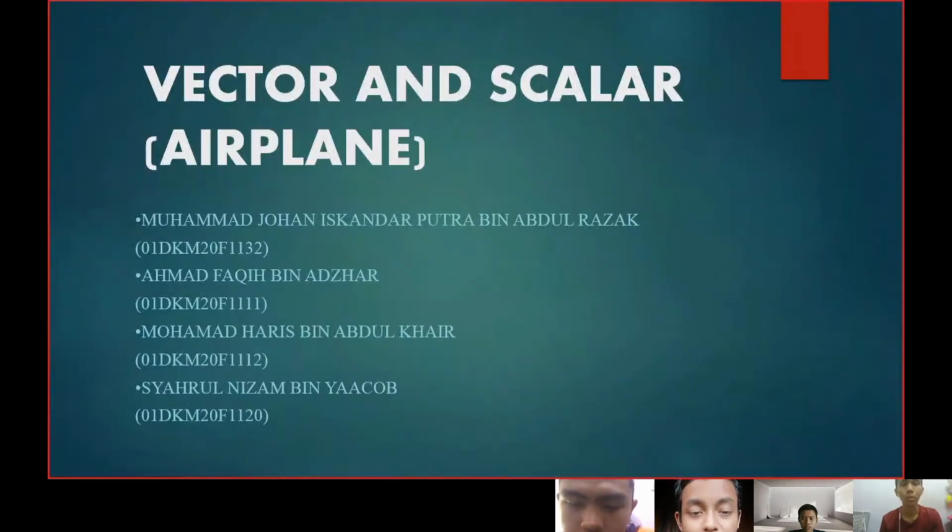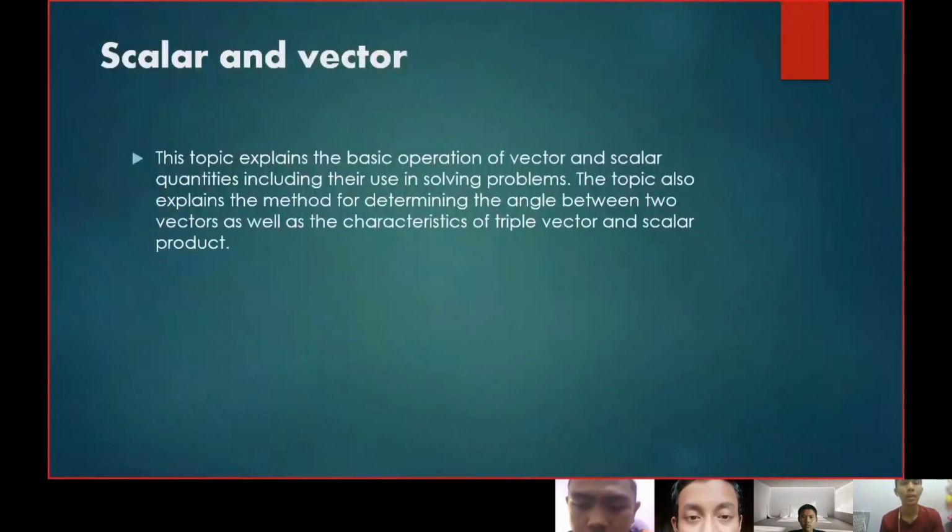So today we will present about vector and scalar in a plane. First, scalar and vector. This topic explains the basic operation of vector and scalar quantities, including their use in solving problems. The topic also explains the method for determining the angle between two vectors as well as the characteristic of triple vector and scalar product.